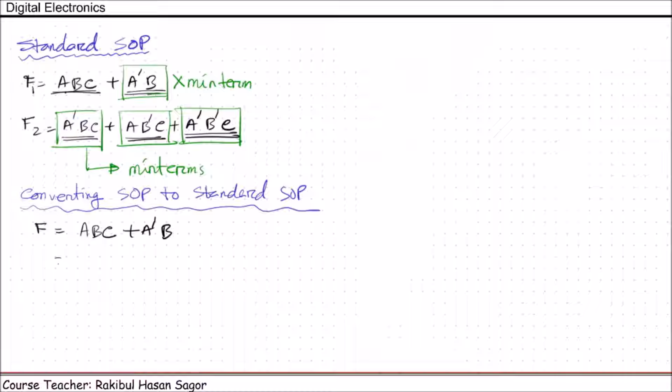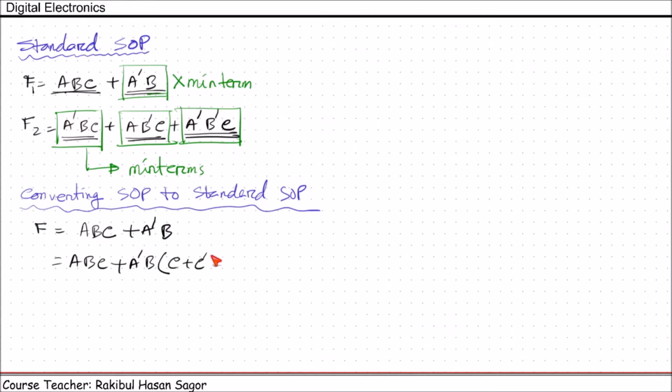So what we can do, we can write abc plus a'b as it is. And what is the missing term? Missing term is c. So we can multiply (c plus c') with these variables because that will not cause any problem. c plus c' will return you 1. If 1 is multiplied with any product term, that doesn't change the value of that product term. So we can write this.